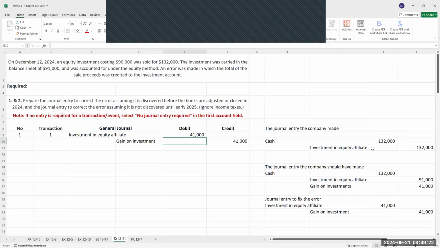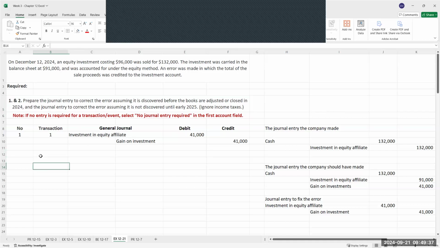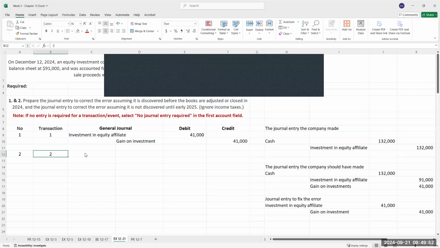All right, because again, we reported too much in this investment in equity affiliate account. So we need to reduce the balance by debiting and crediting our gain on investment account. So now the next part of the problem is asking, what about if we did not discover this error until 2025? So what that simply means is that, hey, well, the books were closed, right? And now we need to account for the issue. So in such case, we would debit our investment in equity affiliate.